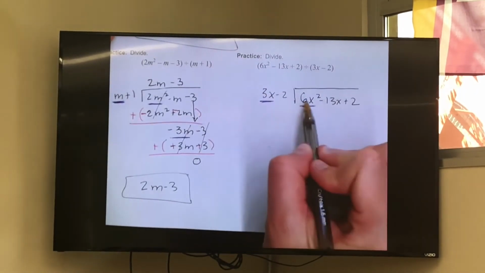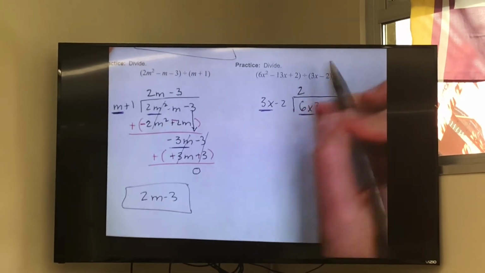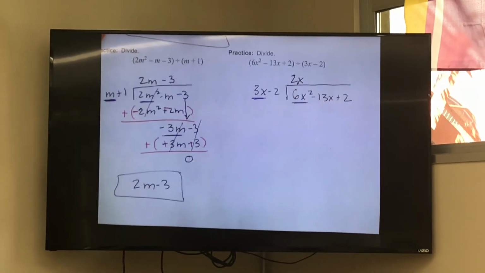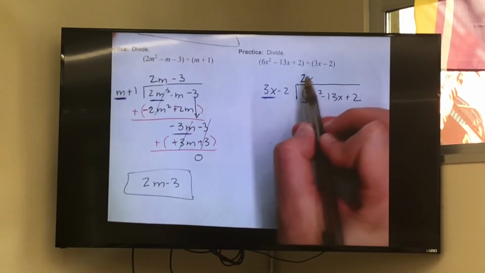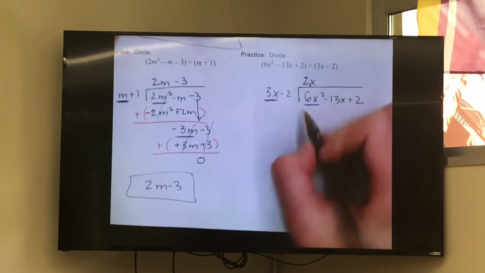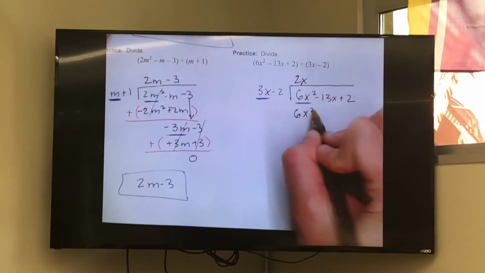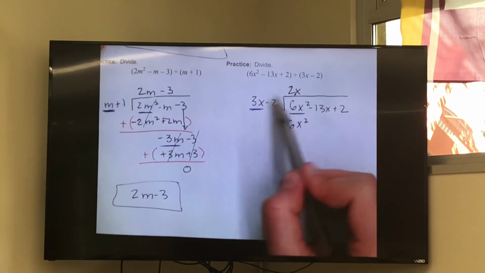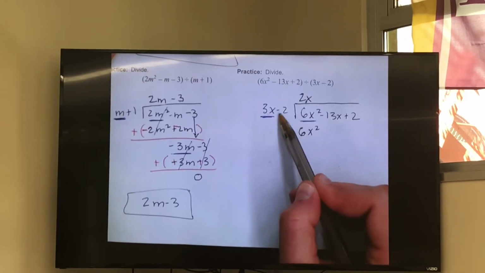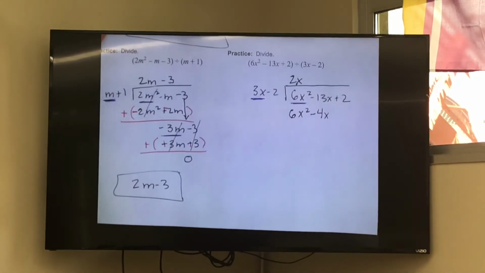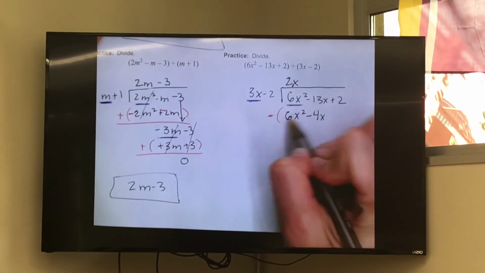So 3 times what gives me 6? 2. And then x times what gives me x squared? X. And then we double check to make sure we get 6x squared. 3x times 2x, yeah, that works out. I get 6, and then x times x is x squared, so that's good. So I'm doing 2x times that, boom, 2x times negative 2, negative 4x, and then I subtract down.